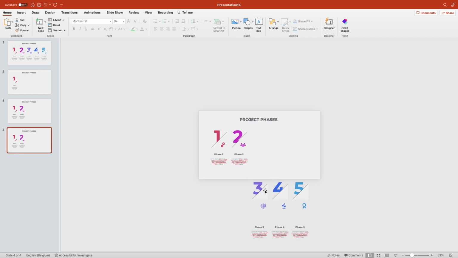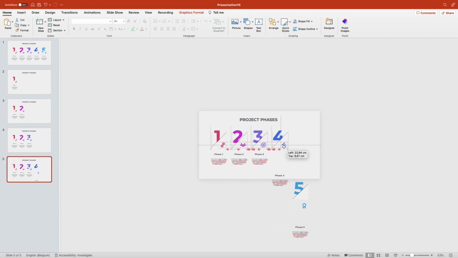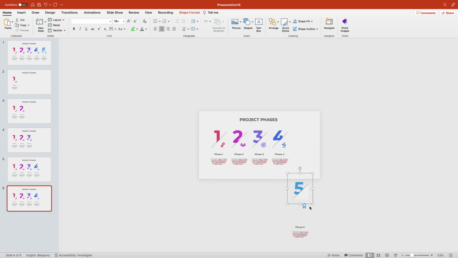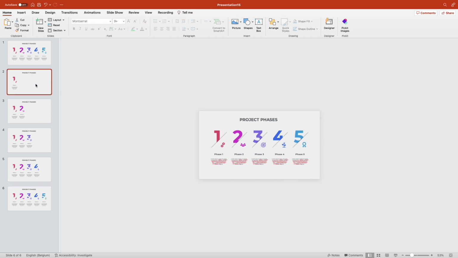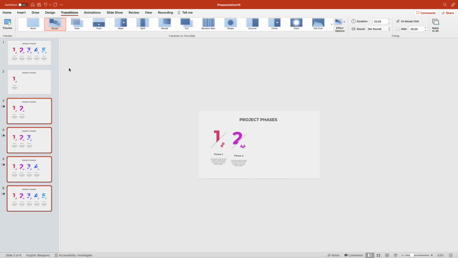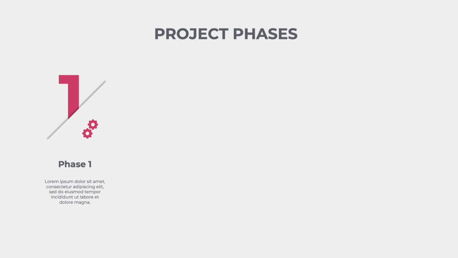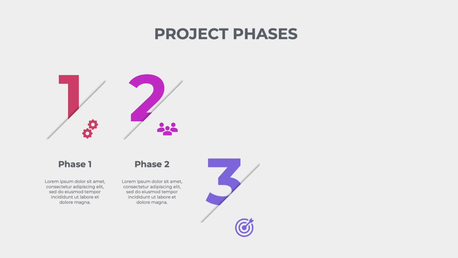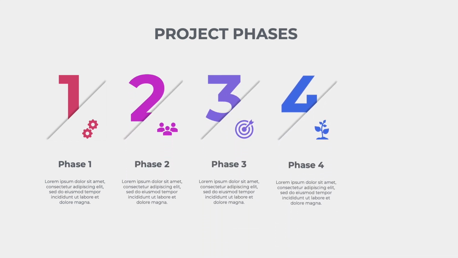Then just drag in the number 2, the text and the icon, position everything the same as the original slide, and then do the same for the other numbers. Now the only thing left to do is to add a morph transition to the different slides, so everything from the second slide to the last slide. And here we have the final result.